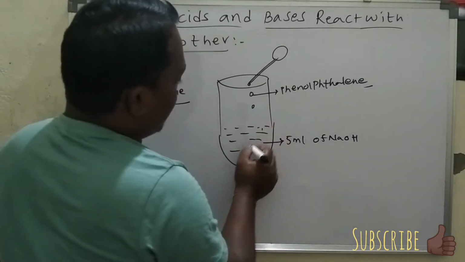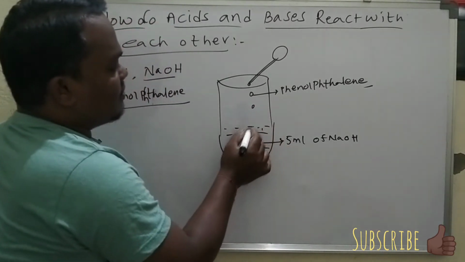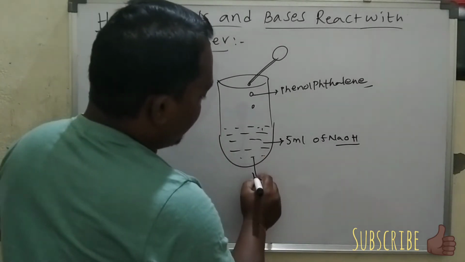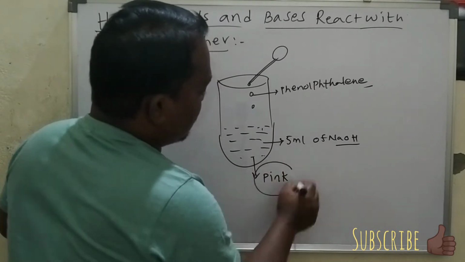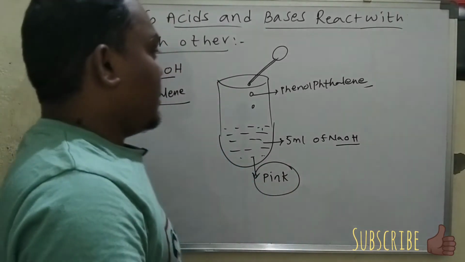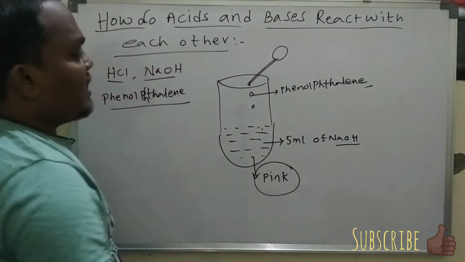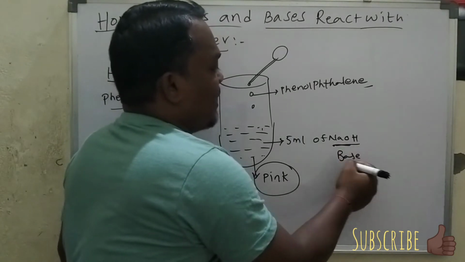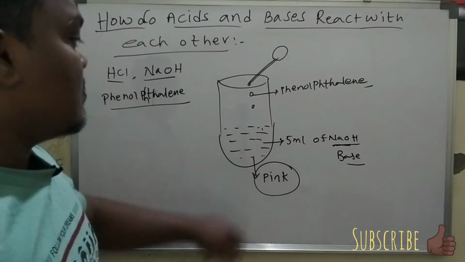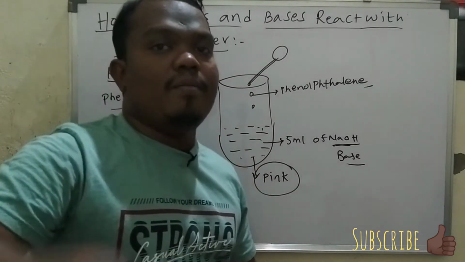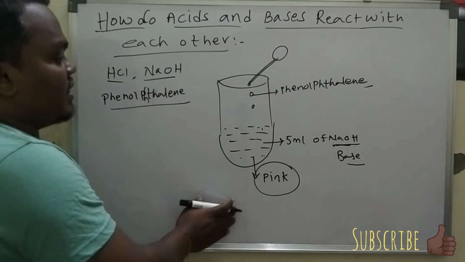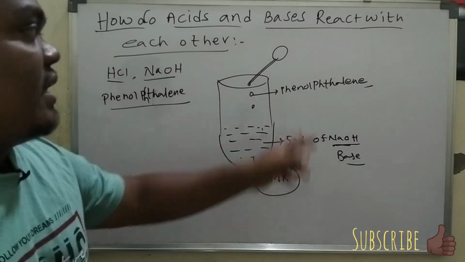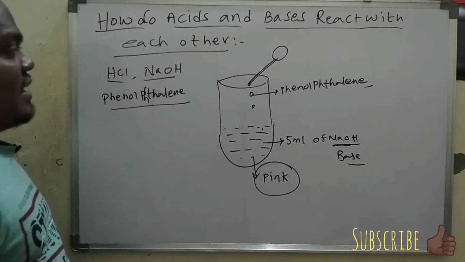After adding a few drops of phenolphthalein indicator, we observe that the NaOH solution turns into pink color. The color changes because it is a base. As we learned in the indicators topic, phenolphthalein indicator gives pink color in bases and it is colorless in acids.